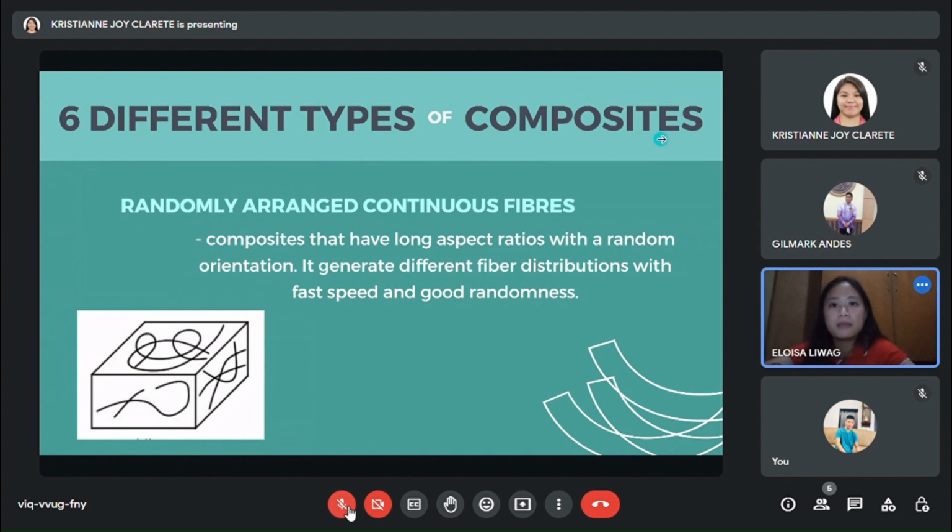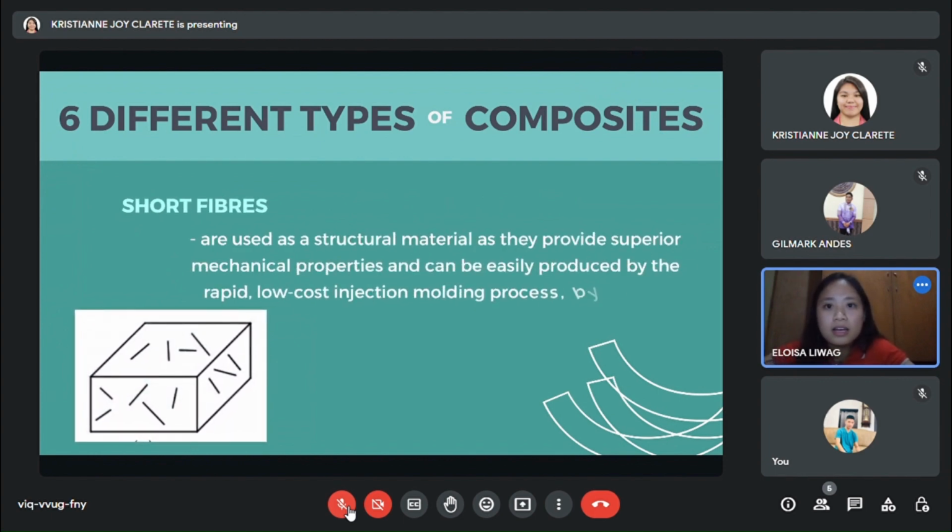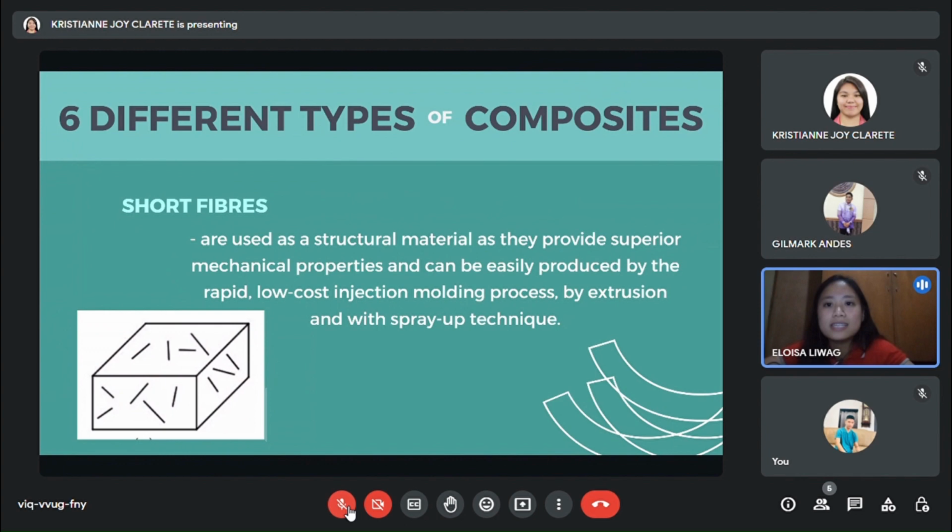For short fibers naman. Short fibers are used as structural materials as they provide superior mechanical properties and can be easily produced by the rapid, low-cost injection molding process, by extrusion, and with spray-up techniques. So, examples of this are vehicle bumpers and toys made of plastic. Like Lego, right? That is plastic. When stepped on or dropped, it is easily broken and deformed. That is the so-called low-cost injection molding process.